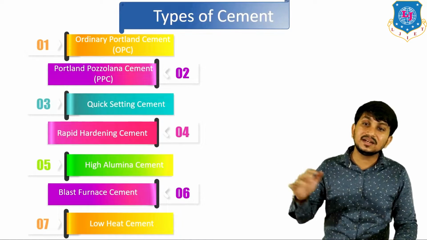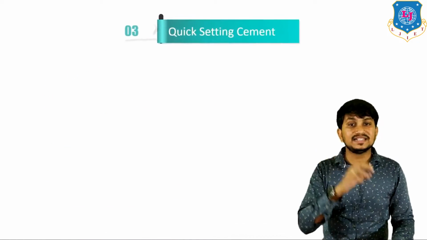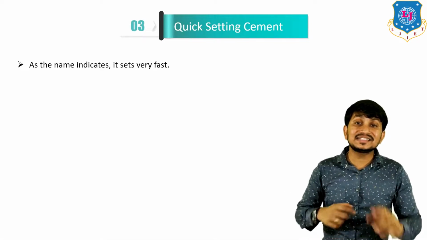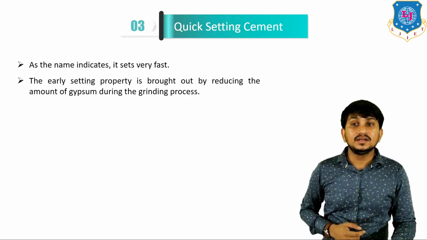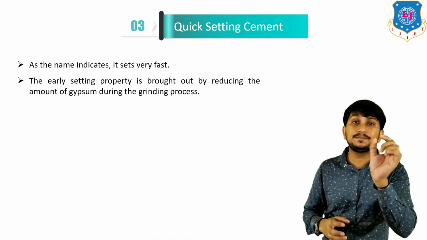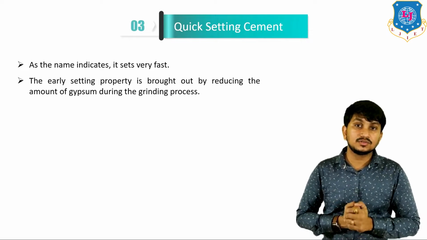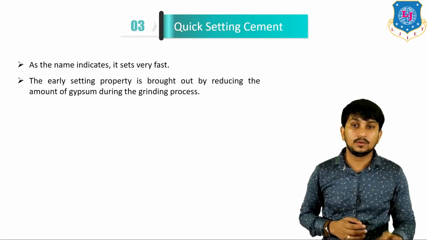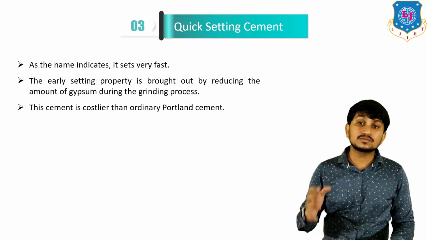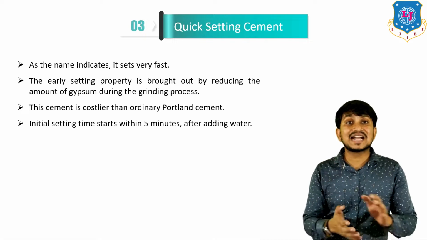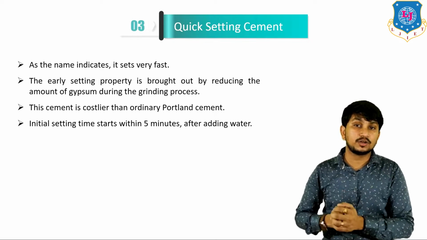Now let's discuss the third type of cement, which is quick setting cement. As the name indicates, it sets very fast. The early setting property is brought out by reducing the amount of gypsum during the grinding process. So to make this type of cement, we have to reduce the content of gypsum. This cement is costlier than ordinary Portland cement. Initial setting time starts within 5 minutes after adding water.